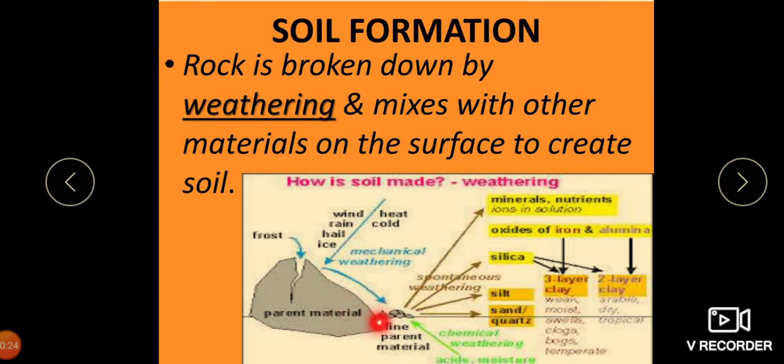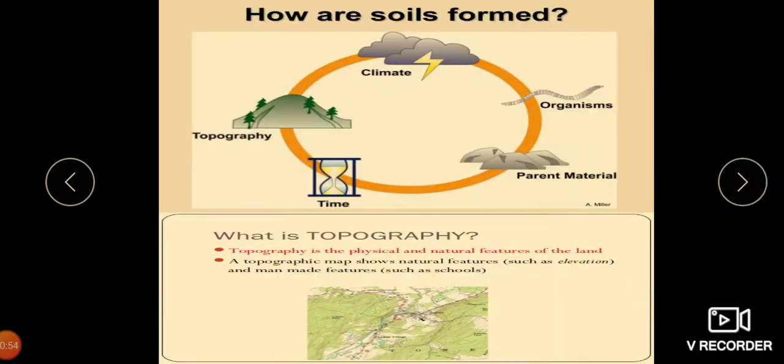There is a fine parent material where the rock is broken into pieces. Through weathering, it has mineral nutrients, ions and solutions, oxides of iron and aluminum, silica, silt, sand, quartz. So we have 3-layer clay and 2-layer clay here. Like this the soil is formed. How are soils formed? Through weathering.